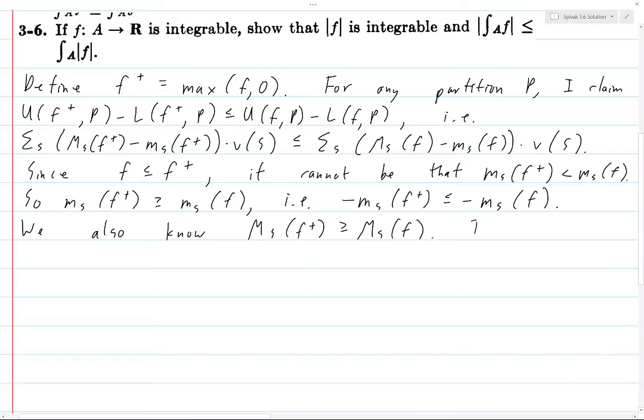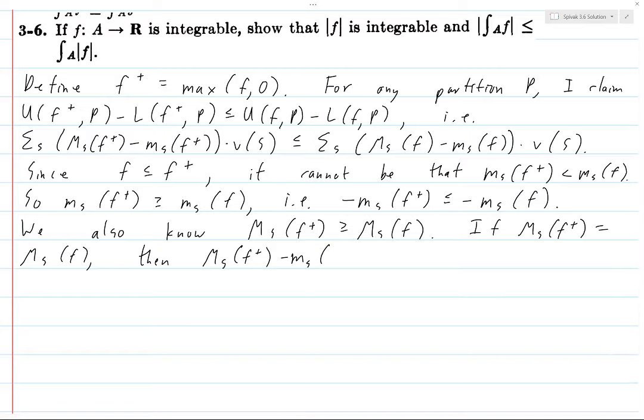Okay, so if M_S f plus happens to equal M_S f, then we take this inequality that we have from before that says minus lowercase m_S f plus is less than or equal to minus lowercase m_S f, and we just add capital M_S f plus to the left-hand side, and we add capital M_S f to the right-hand side, and that doesn't change anything because we're adding the same exact thing to both sides. And so it remains an inequality.